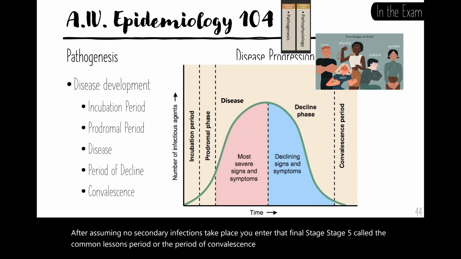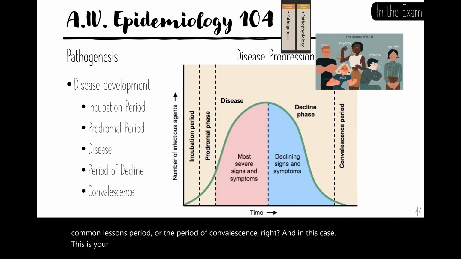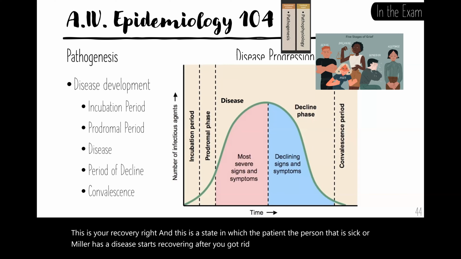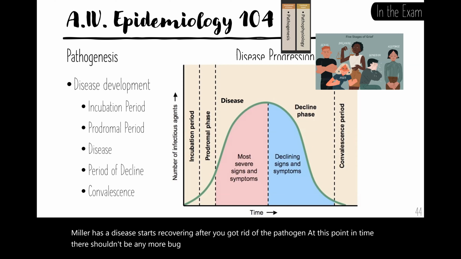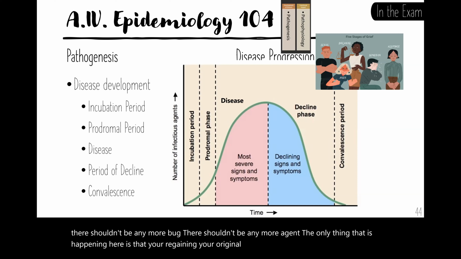And in this case, this is your recovery, right? And this is a state in which the patient, the person that is sick or ill or has a disease, starts recovering after you got rid of the pathogen. At this point in time, there shouldn't be any more bug. There shouldn't be any more agent. The only thing that is happening here is that you're regaining your original health status. You're going back to homeostasis, right?